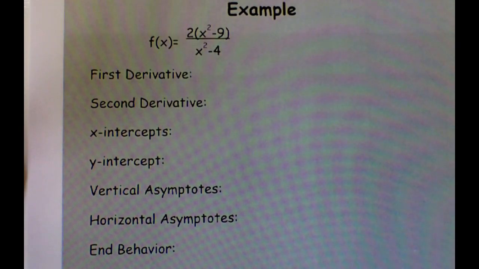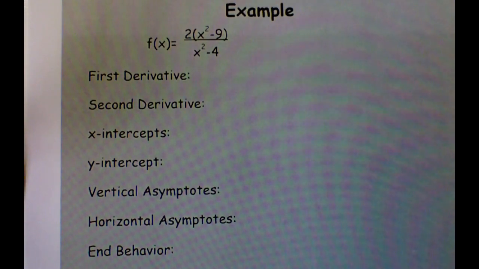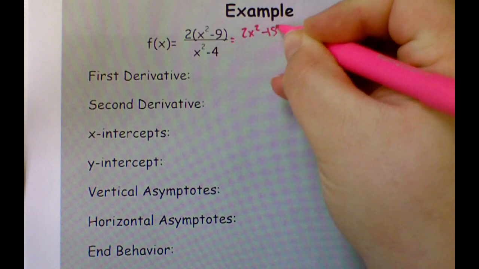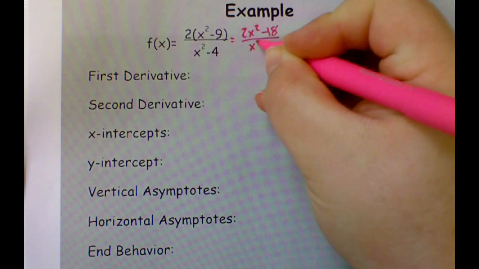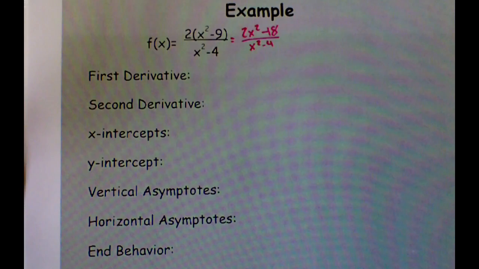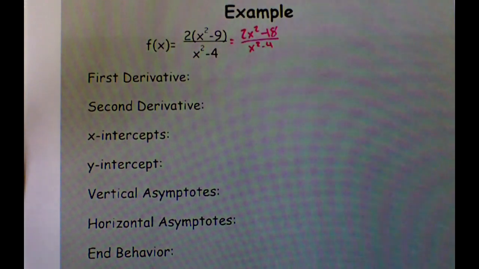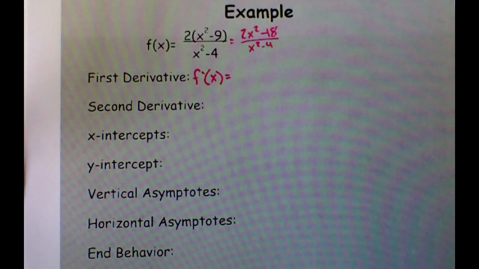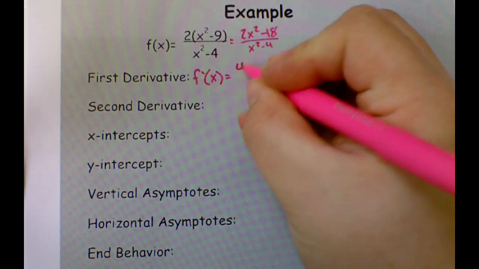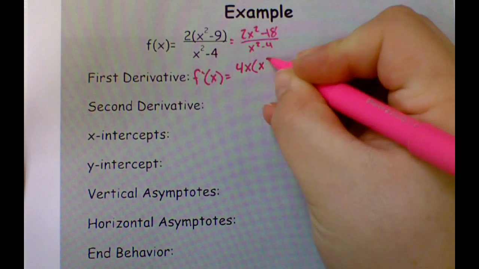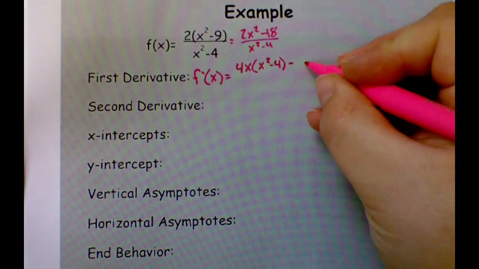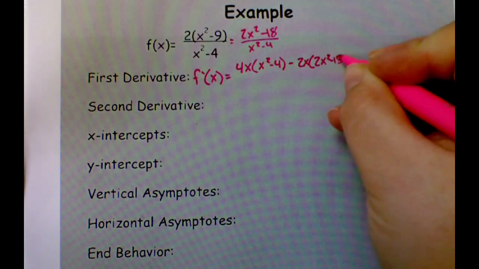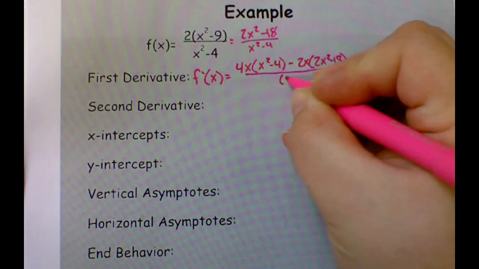We have a little bit of a complicated function. I personally would probably distribute the 2 in the top, just to make my life a little easier when I find the derivative. So we're going to find our first derivative. To do that, we use the quotient rule. I take the derivative of the top, which is 4x, times the bottom unchanged, minus the derivative of the bottom, which is 2x, times the top unchanged, all over the bottom squared.